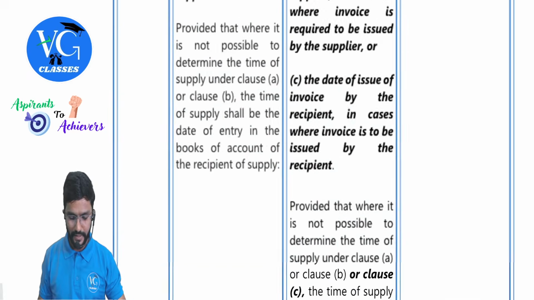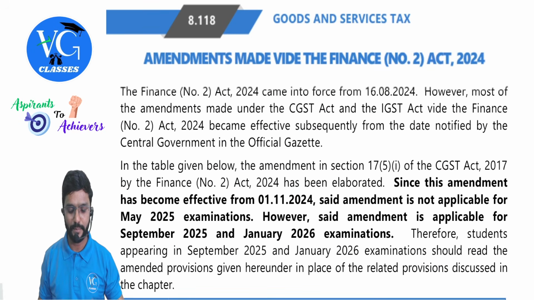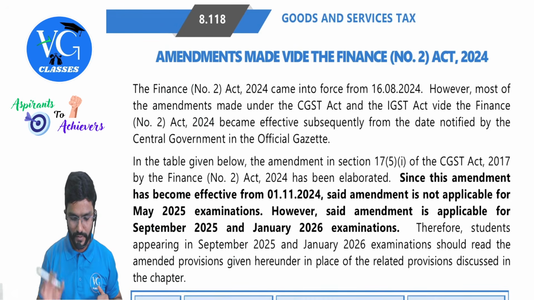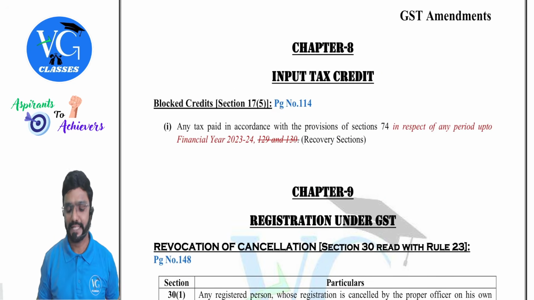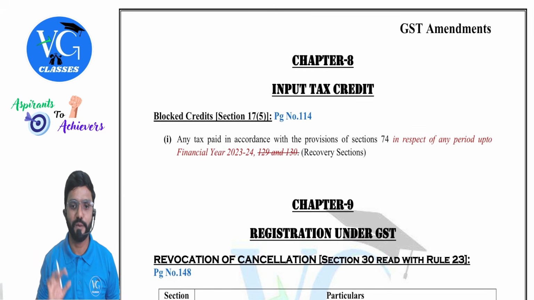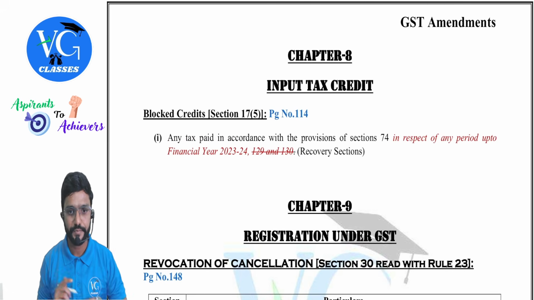Okay. Chapter 6 we covered, that is time of supply. Now let us go to chapter 8. Chapter 8, guys. Input tax credit. One small amendment there. One small amendment. What is it, sir?